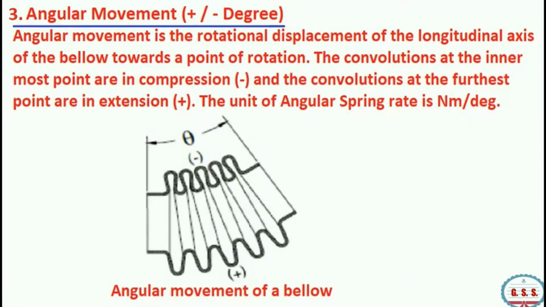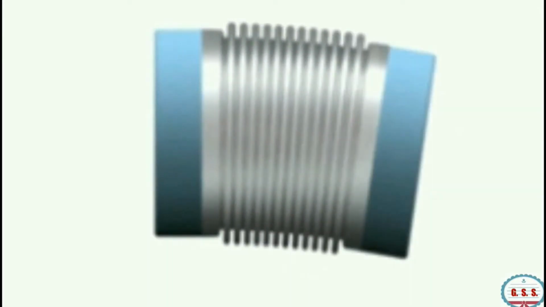Angular movement. Angular movement is the rotational displacement of the longitudinal axis of the bellow towards a point of rotation. Convolutions at the innermost are in compression, and the convolutions at the furthest point are in extension. The unit of angular spring rate is Newton meter per degree.